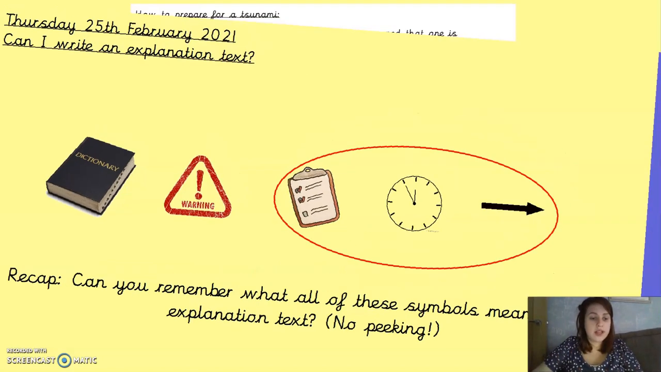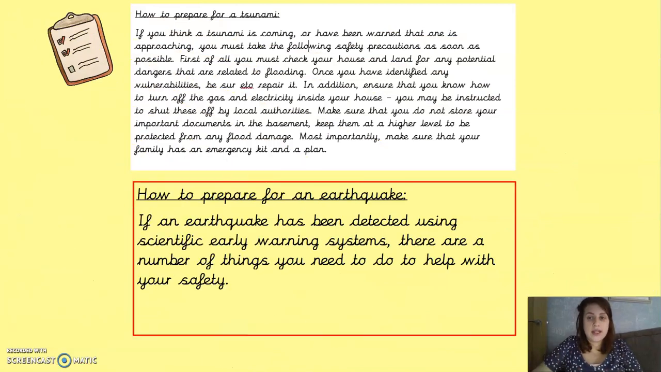So underneath your writing from yesterday, you need to write today's subheading. So we're going to start with our how to prepare. So our subheading is how to prepare for an earthquake, and we're going to have a colon on the end with it underlined. So pause the video to give yourself some time to do that, and then come back once you're ready.